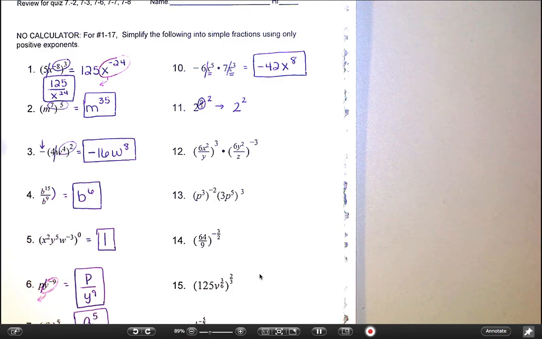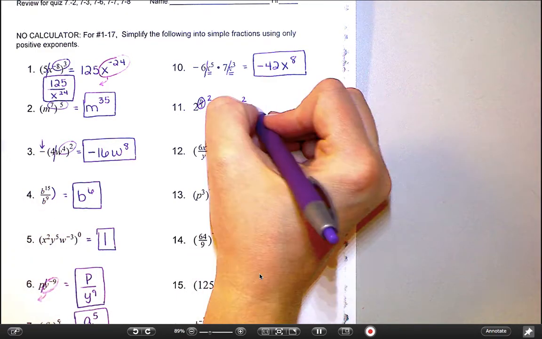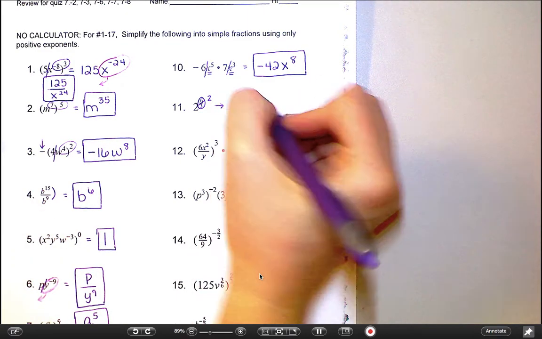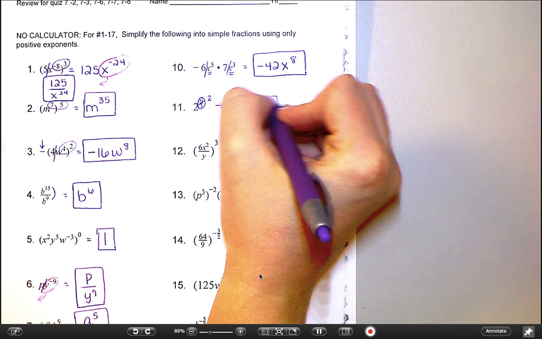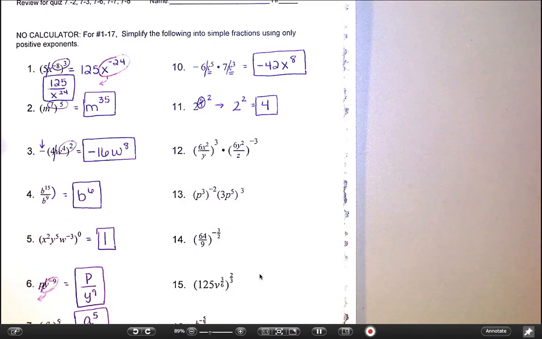I think this was unnecessarily tricky. 2 to the second power is equal to 4. Final answer. But this would not have worked to break up that fraction, at least not if you were doing it without a calculator, okay?